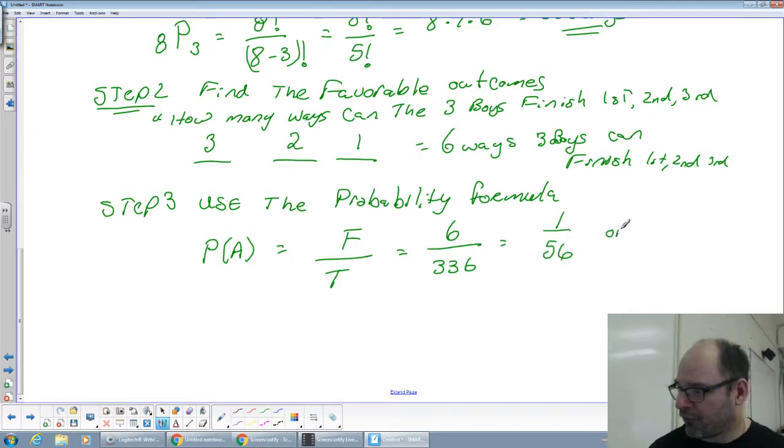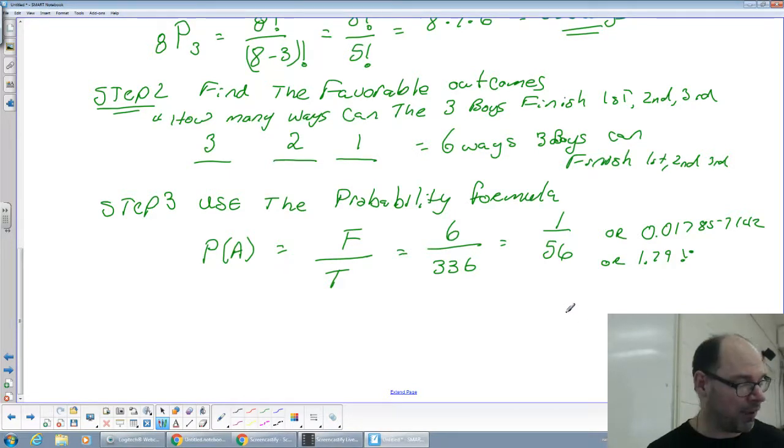Or if we did that as a decimal, that would be 0.017857142, whatever, if we round it off. Or if we had it as a percent, 1.79% if we round that off. So that's the probability that they're going to finish in the top 3. Okay, and there's 6 different ways that they could do that. So that's a permutation type question.